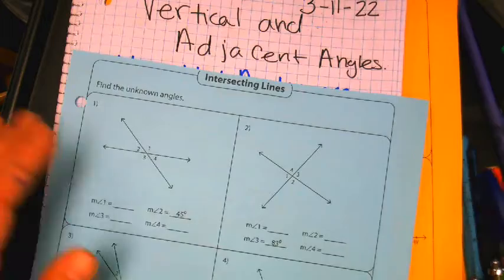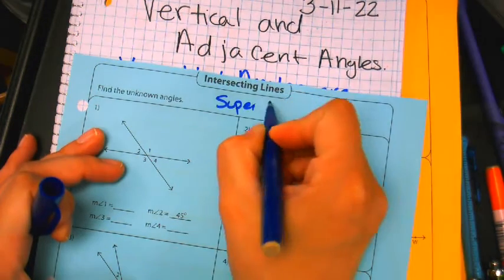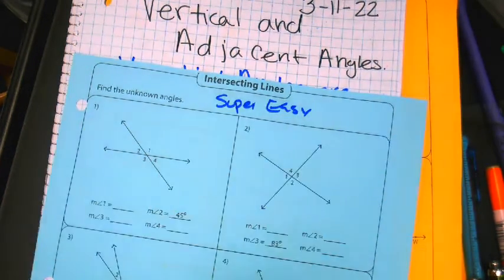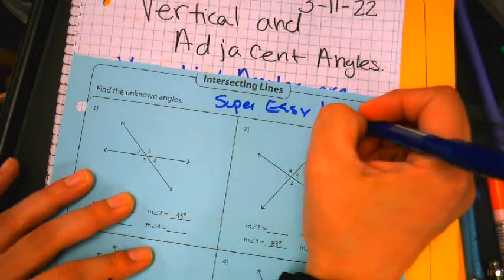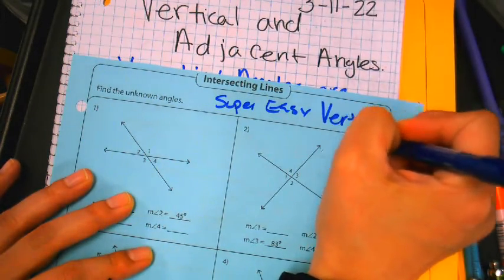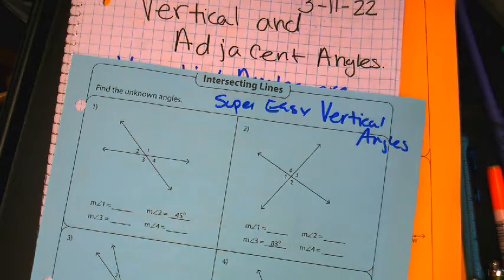Okay, super easy. This is all about vertical angles. What do we know about vertical angles? We know that vertical angles are equal to each other. So if they're vertical from each other, they are literally the same number, the same angle.